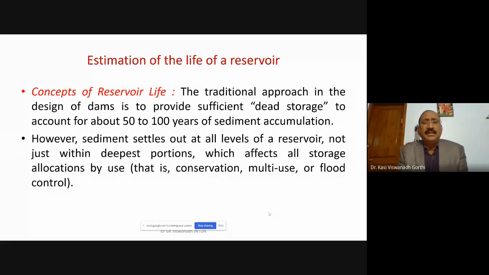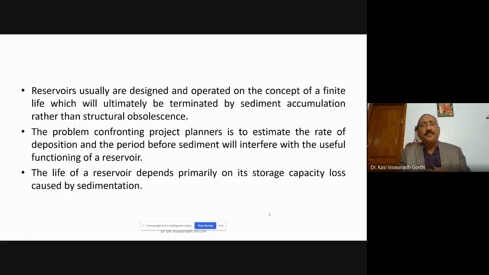Various concepts are there about the life of a reservoir. The traditional approach in the design of dams is to provide sufficient dead storage to account for about 50 to 100 years of sediment accumulation. So whatever sediment gets accumulated in the reservoir is supposed to accumulate only in the volume or capacity provided for the dead storage. However, the sediment settles out at all levels of a reservoir, not just within the deepest portion. Slowly it moves up and encroaches into the useful storage also.